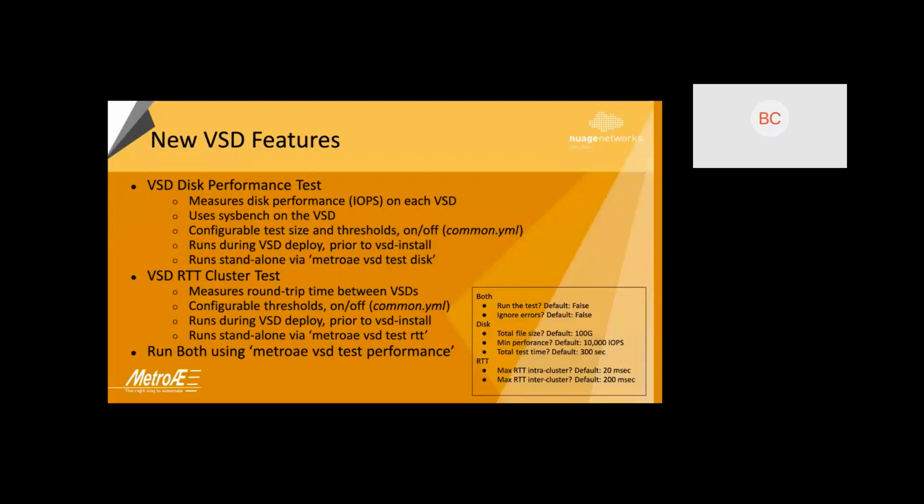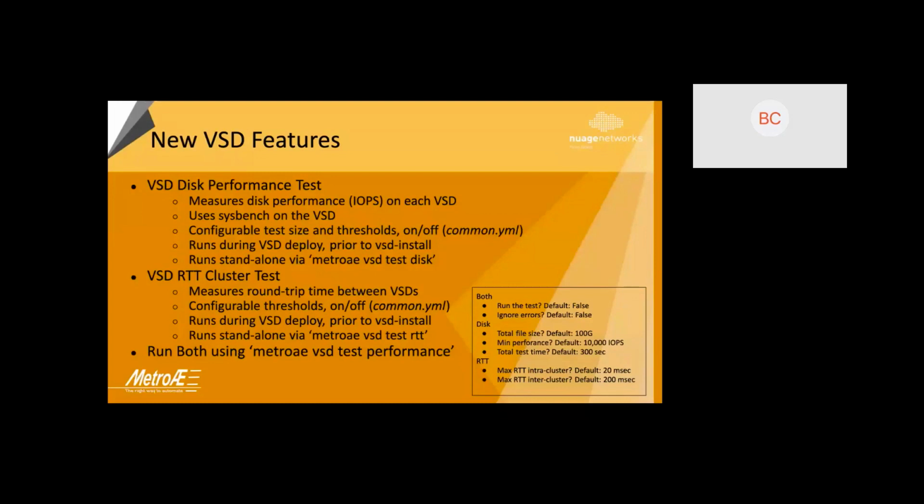One is the total file size. The way Sysbench works is it creates a whole bunch of files on disk and then reads and writes to them. By default, we set that at 100 gig, and you can change that to whatever size is appropriate for your deployment. We also have a minimum performance threshold. By default, that's 10,000 IOPS. You can set that to wherever you want.